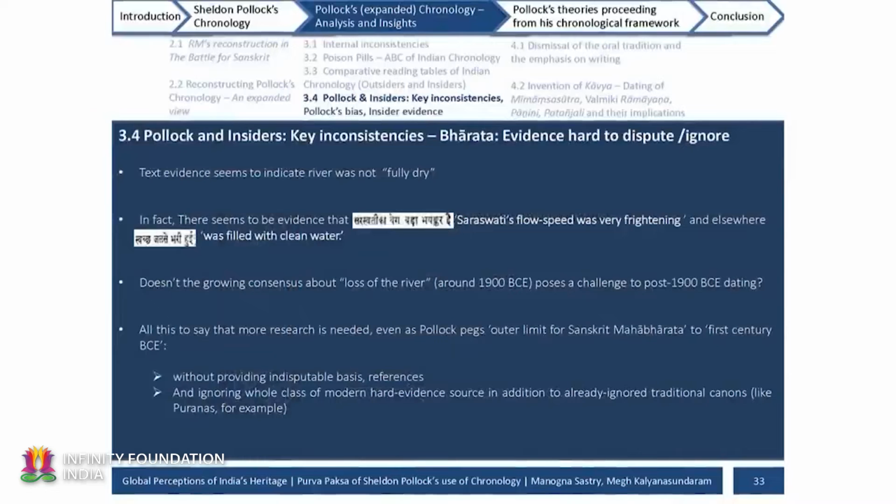Now, again, the whole point is more research needs to be done on this and on fixing this epoch before anybody theorizes on the basis of these epochs as affecting society, if you get what I mean, right? Whereas Pollock, of course, doesn't quote sources for where he's getting these datings, and he puts the Sanskrit Mahabharata where he puts it.